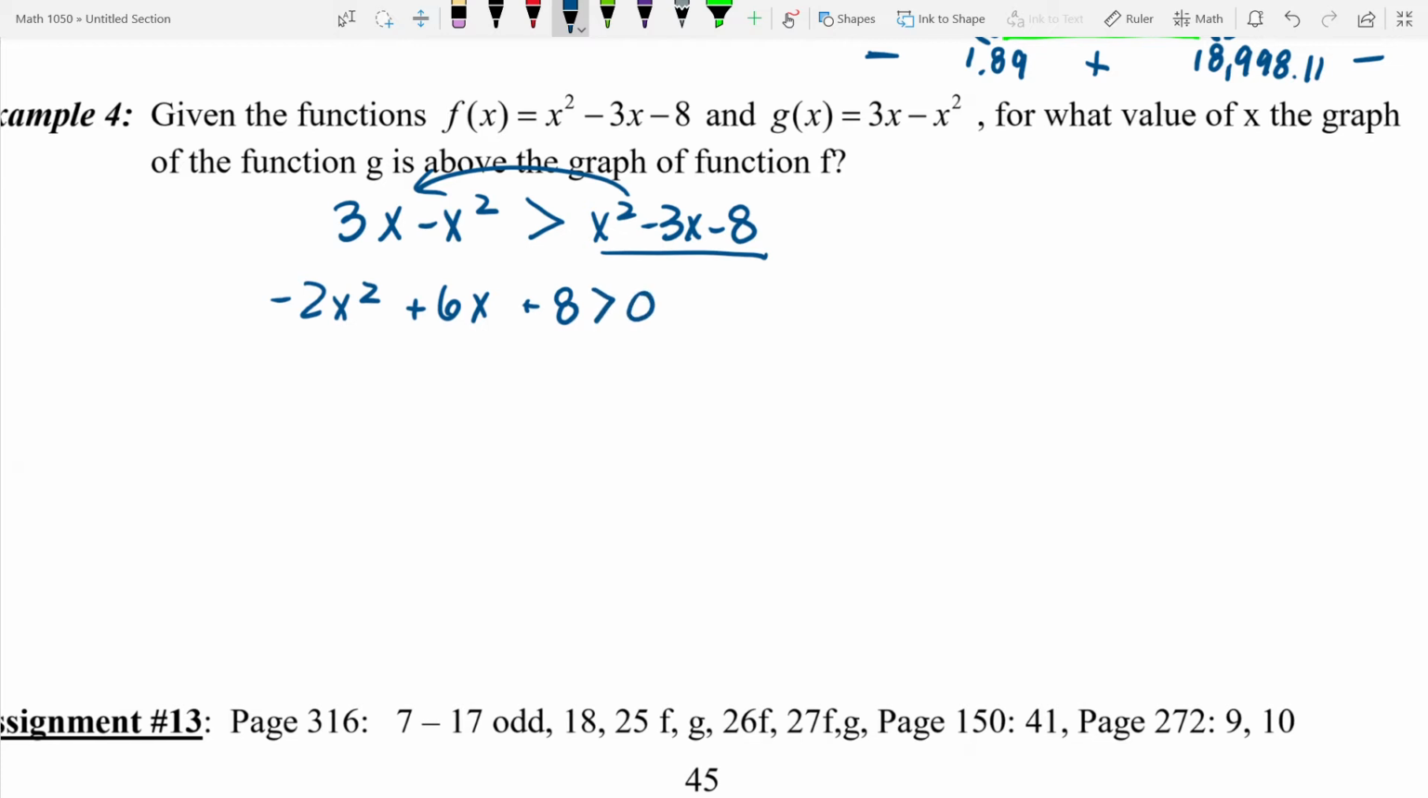What do I do now? Factor. What's really ugly? The negative. So I'm going to take out a negative 2. Good. Greatest common factor.